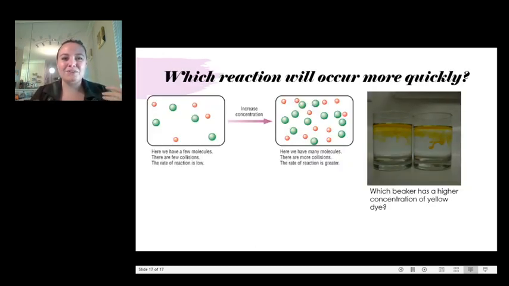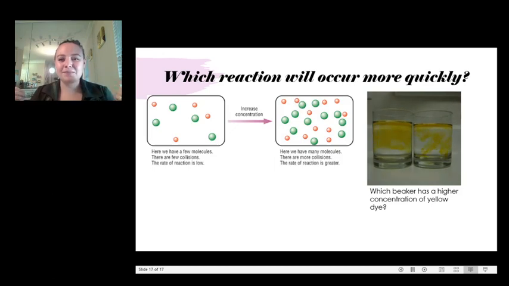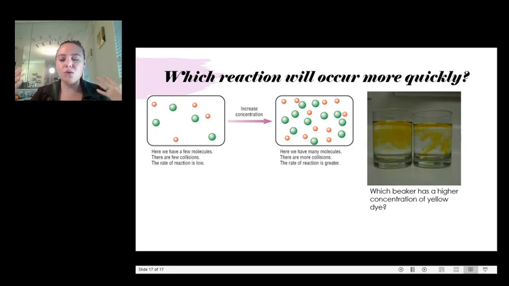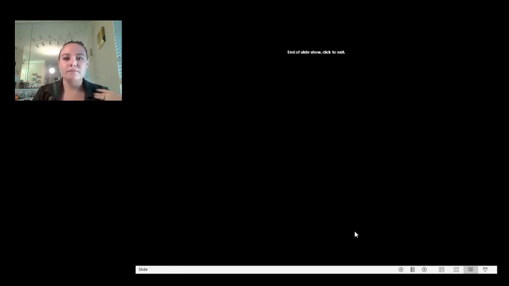So let's think about this one. Which one's going to react more quickly? This one with more molecules will have more collisions, so it's going to react faster. It's going to have a faster rate of reaction. This more concentrated solution falls to the bottom faster, or makes the whole cup yellow faster than the one with a lower concentration of yellow dye. And that is it for today.